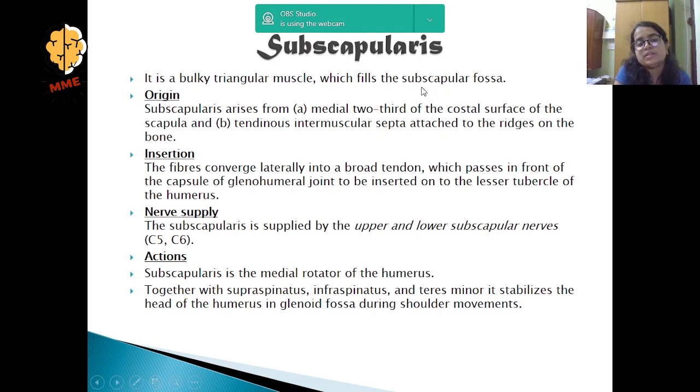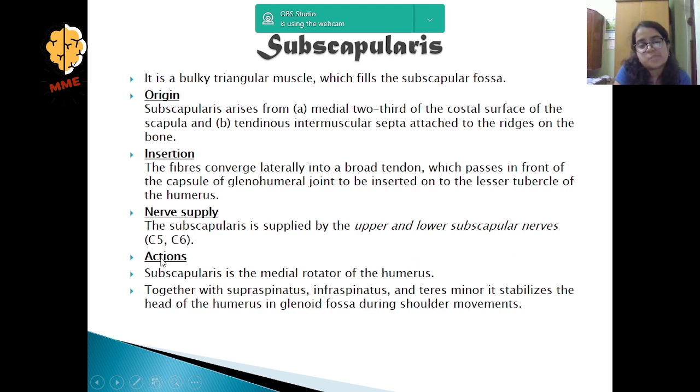The subscapularis muscle is a bulky triangular muscle which fills the subscapular fossa. It takes origin from the medial two-thirds of the costal surface of the scapula. Costal means anterior surface, and the tendinous intermuscular septa that are attached to the ridges on the bone along the costal surface. Insertion. The fibers converge laterally into a broad tendon which passes in front of the capsule of the glenohumeral joint to be inserted into the lesser tubercle of the humerus. This lesser tubercle of the humerus is important for you. Nerve supply is by the upper and lower subscapular nerves. Again, these arise from the posterior cord of the brachial plexus.